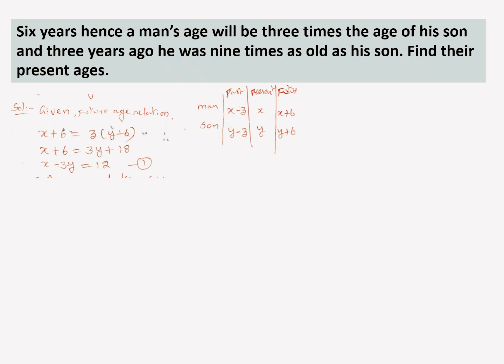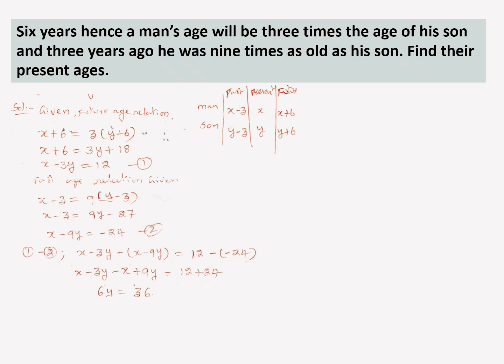6 years hence a man's age will be 3 times the age of his son. That means the man's age after 6 years is 3 times that of his son. So x plus 6 equals 3 times y plus 6. So x plus 6 equals 3y plus 18. So x minus 3y equals 12. 18 minus 6 is 12. That is condition 1.